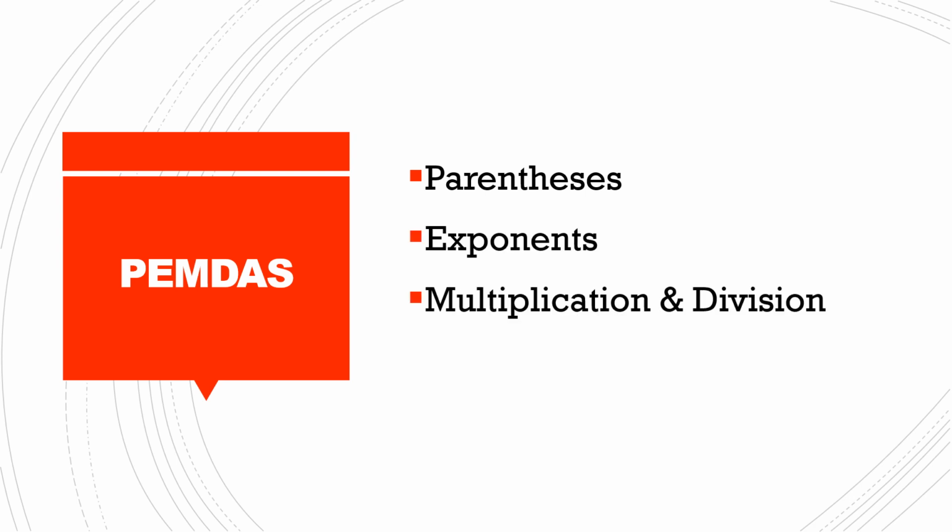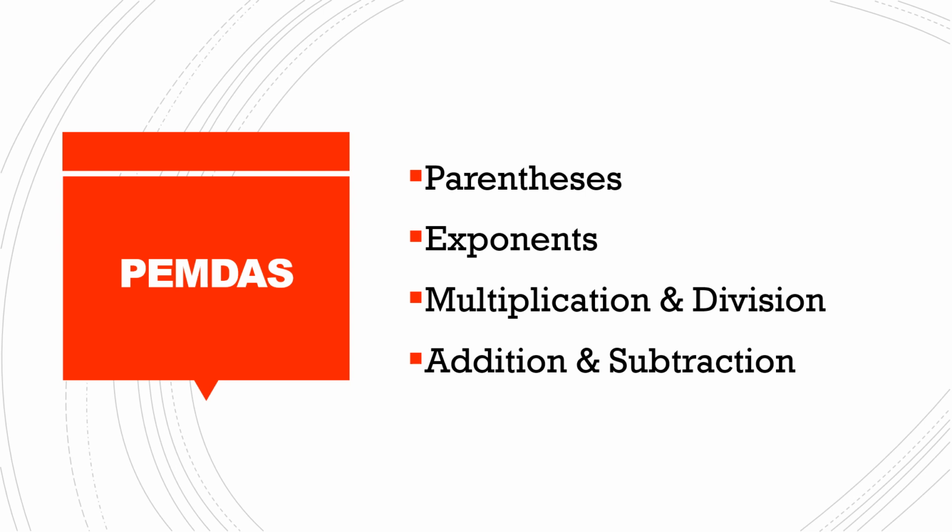Do you remember the little phrase they used, please excuse my dear Aunt Sally? So that was the phrase that they used to help us remember that. And the P in PEMDAS stood for parentheses, E stood for exponents, M and D stood for multiplication and division, and then A and S stood for addition and subtraction. Now just a couple of additional pieces of information about each little step. So this is the order that we complete our operations in.